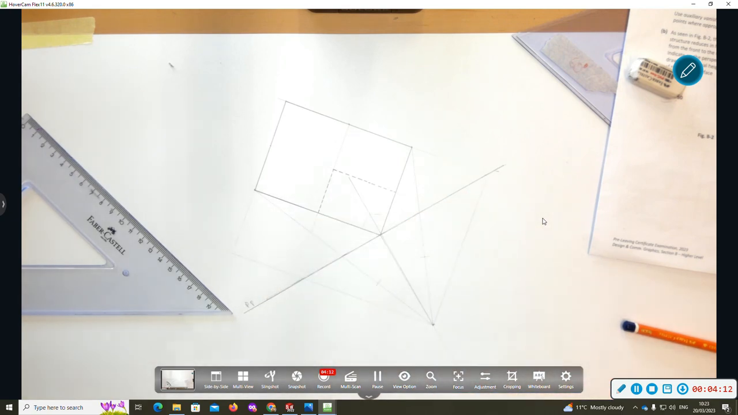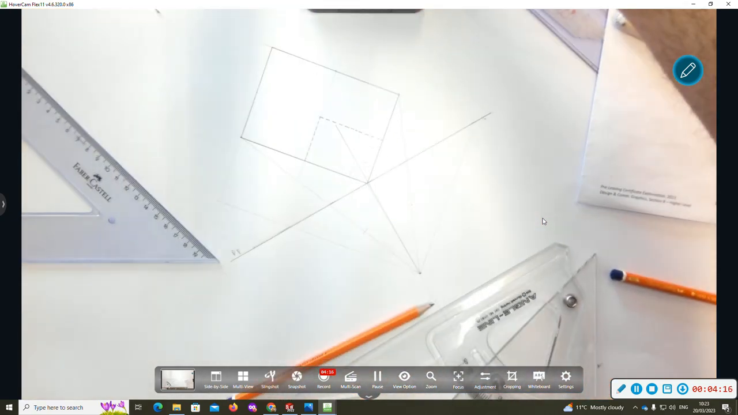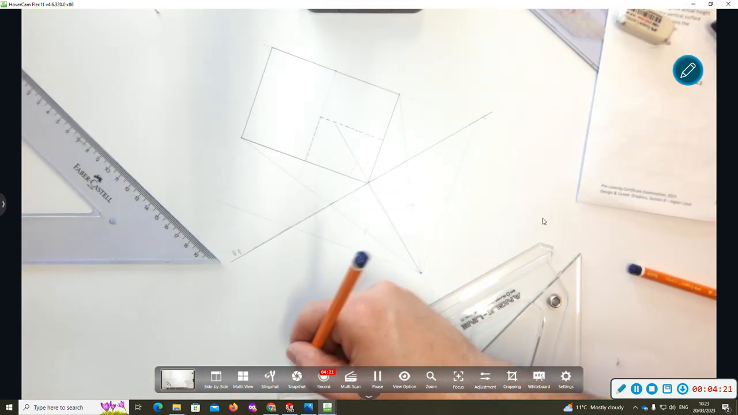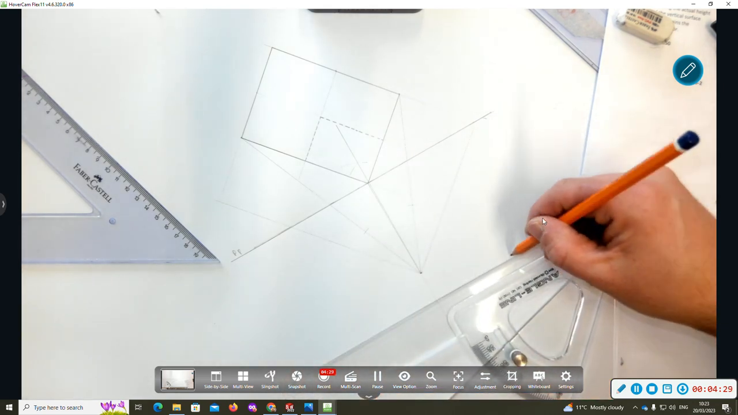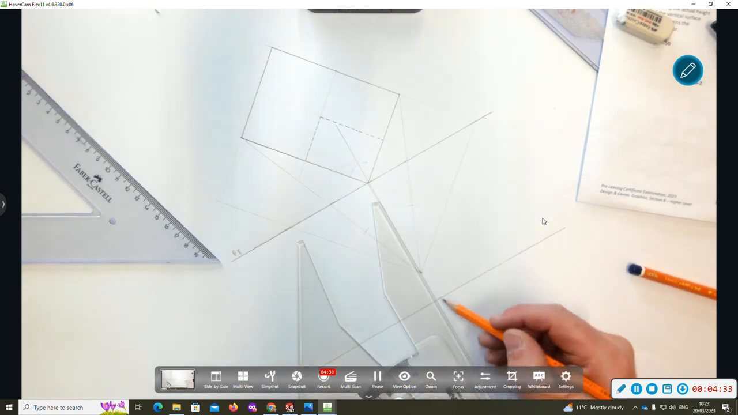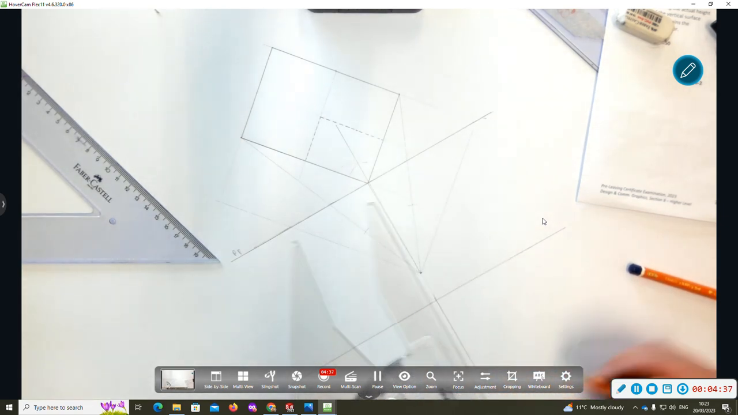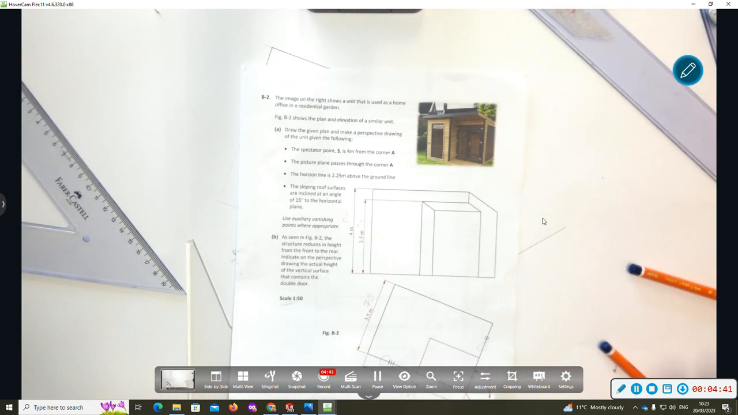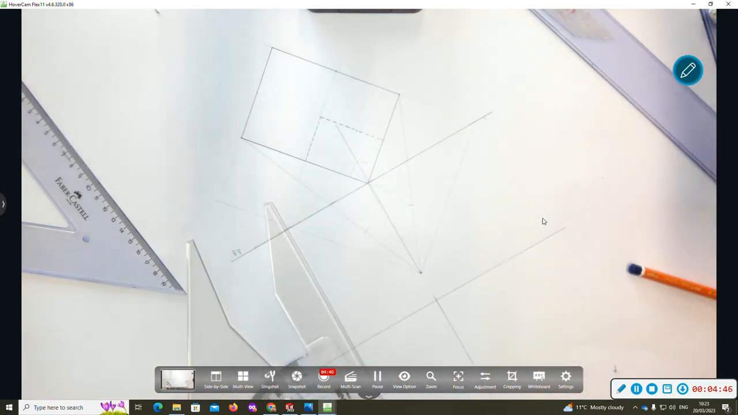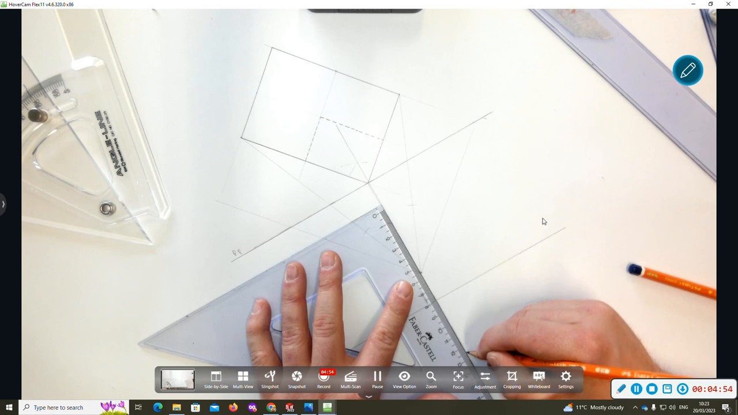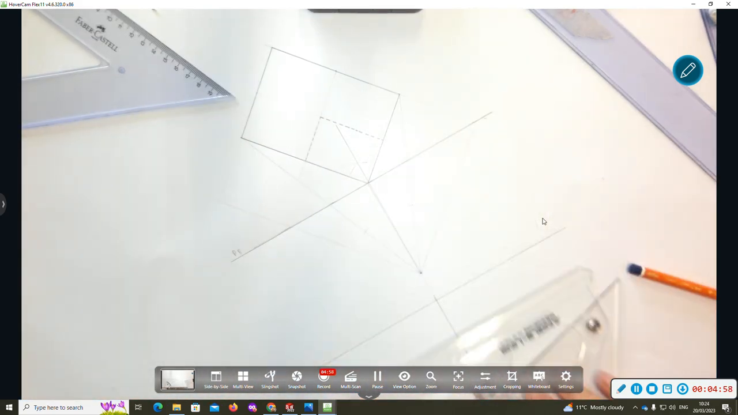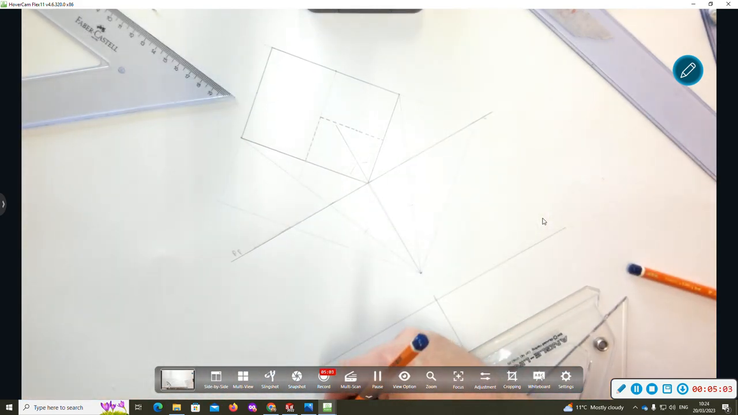Then I'm going to label my picture plane. Going to draw my horizon line parallel to the picture plane, any distance after S. I'm going to draw a perpendicular line down there. I'm going to mark the distance of my ground line down. So 2.25 meters is going to work out as 45, I think.